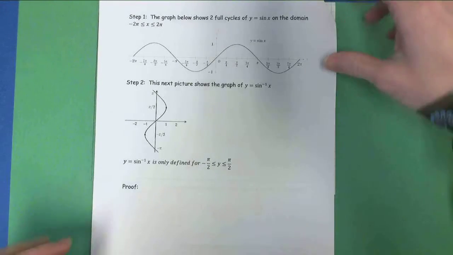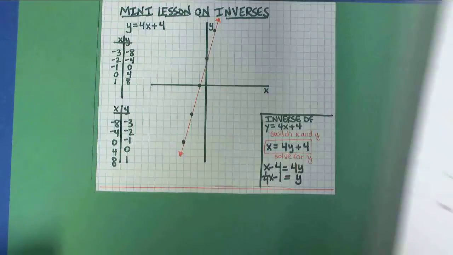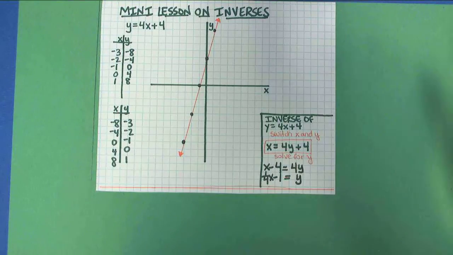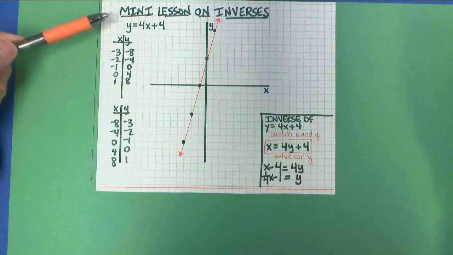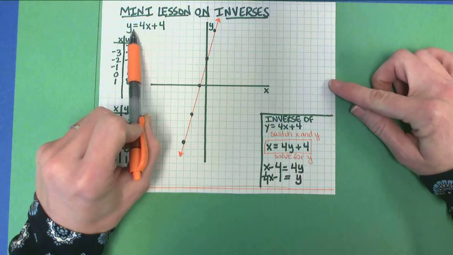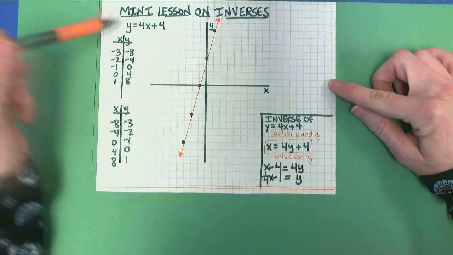So before I start this proof, I want to do a mini lesson on inverses, because if you don't remember what an inverse function is, it's going to make this proof really difficult to understand. So I picked a linear function, something really simple. Let's look at this. So I have y equals 4x plus 4.